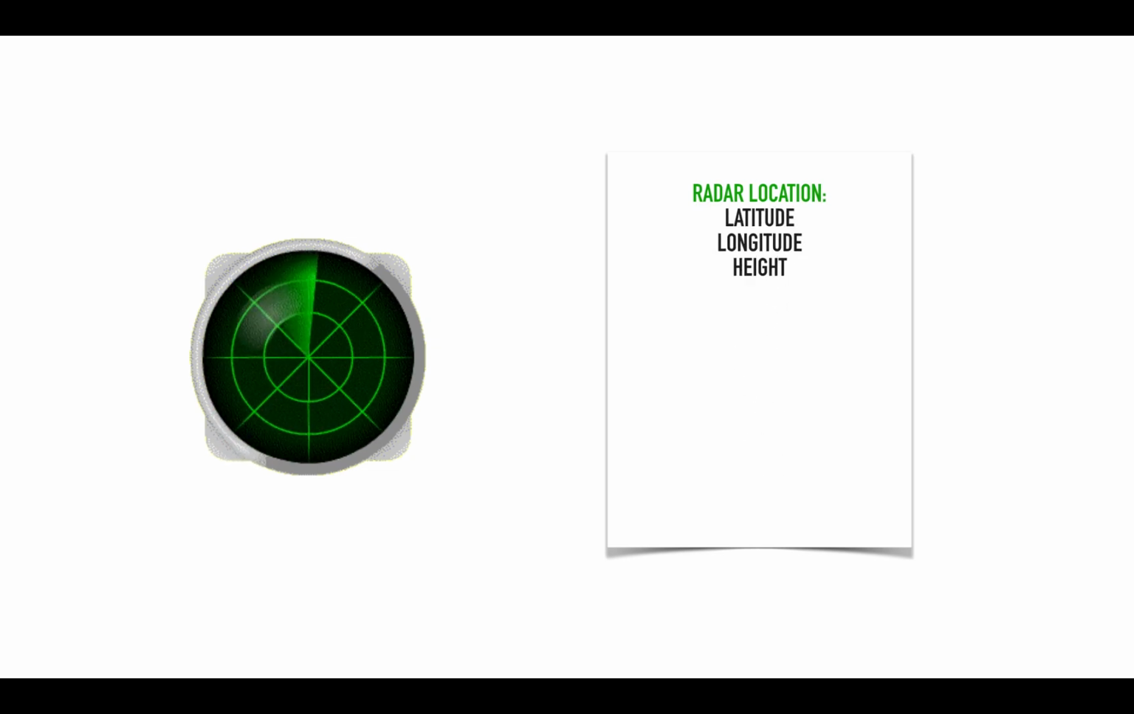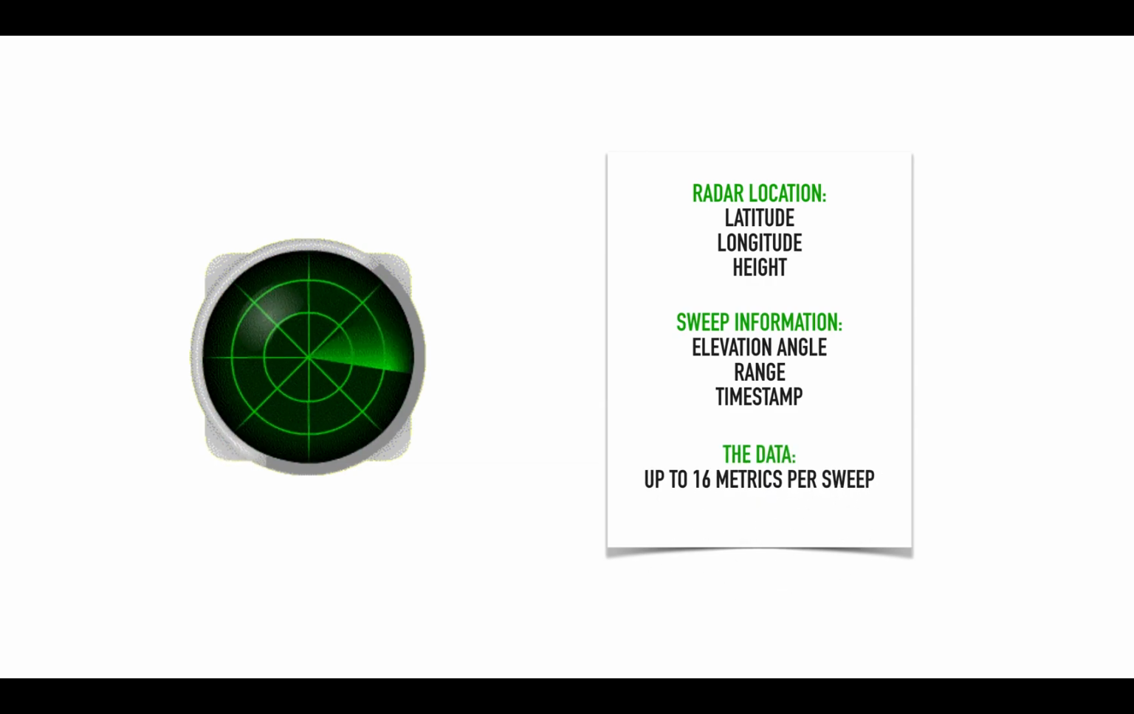Radars are complicated, both in terms of their technology and the data that they capture. Radar collects information about objects in the surrounding area by using radio waves. The returned echoes can be used to identify aircraft, weather patterns, and even flocks of birds. Every time a radar completes a sweep, a significant amount of metadata and data is captured and stored. Examples of the metadata are radar latitude, longitude, and height, radar elevation angle, the radar's range, the timestamp, and of course, the data itself. Information is captured for up to 16 different metrics each time a radar completes a sweep.